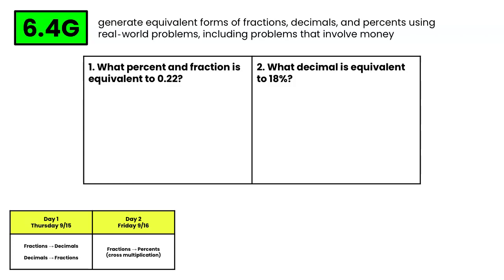If we look at number 1, what percent and fraction is equivalent to 0.22? Well, you can remind students that on Thursday of last week, they learned how to change a decimal to a fraction. They know that 0.22 really means 22/100ths, or as a fraction, 22 divided by 100. Then, in order to get that as a reduced fraction, we would just divide by 2. And so 11 divided by 50 would be our fraction form of 0.22.